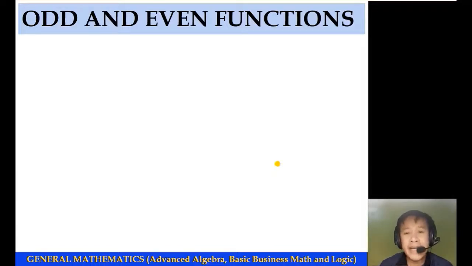What particular symmetry relation is being reflected if we are talking about even functions? Because just a while ago, we can say that a certain function is odd if the symmetry relation with respect to the origin is being observed. How about if we are talking about even functions? There are two remaining symmetry relations that we have in algebra. We have a symmetry relation with respect to the y-axis, and we have the symmetry relation with respect to the x-axis. Which of these two symmetry relations is being observed if we are talking about even functions?